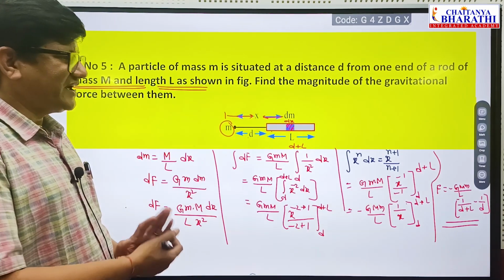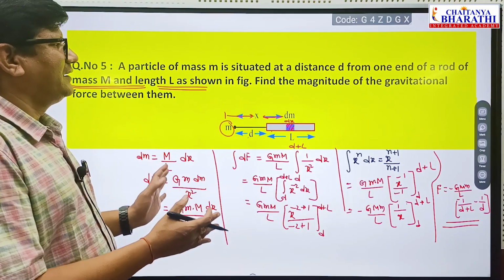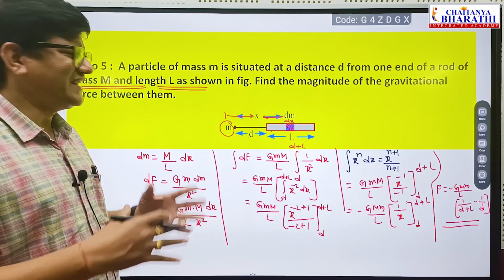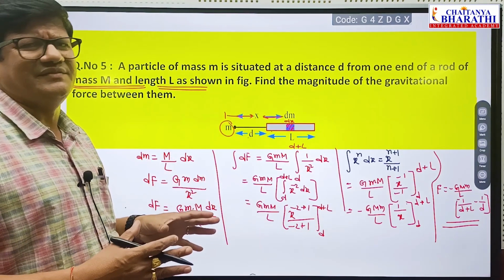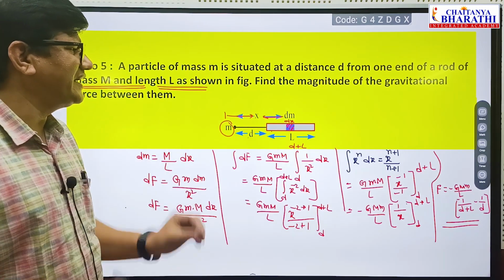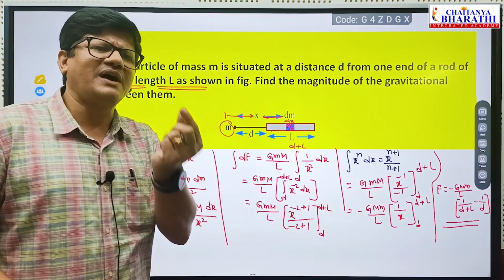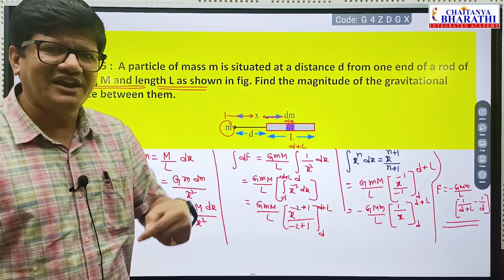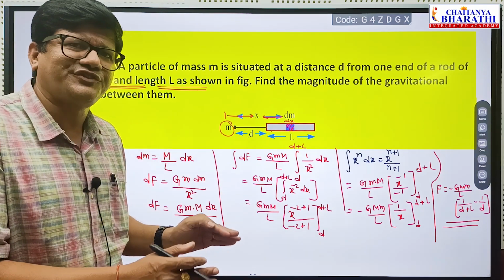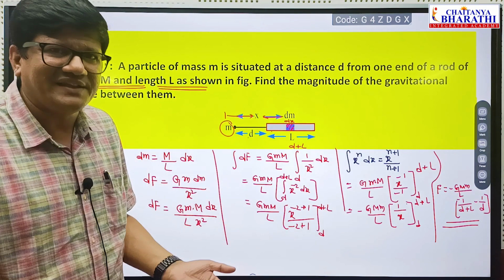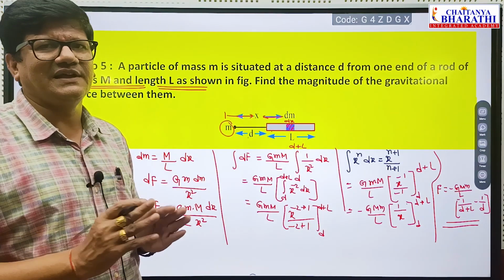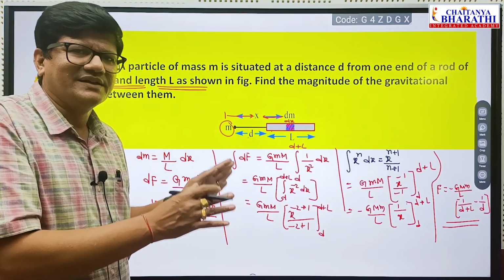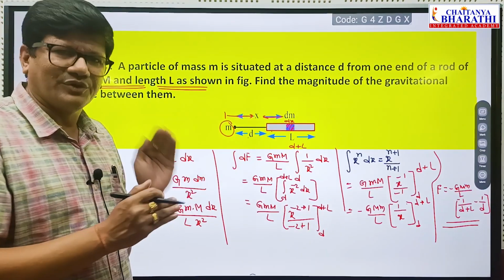ठीक है बच्चों, नोट किया ना. So simple, ऐसे different any ऐसे continuous bodies if they are given, simple technique is we select a small element. Due to the small element we calculate the force, and by integrating that we can obtain the total force. This is the only technique for advanced level questions.